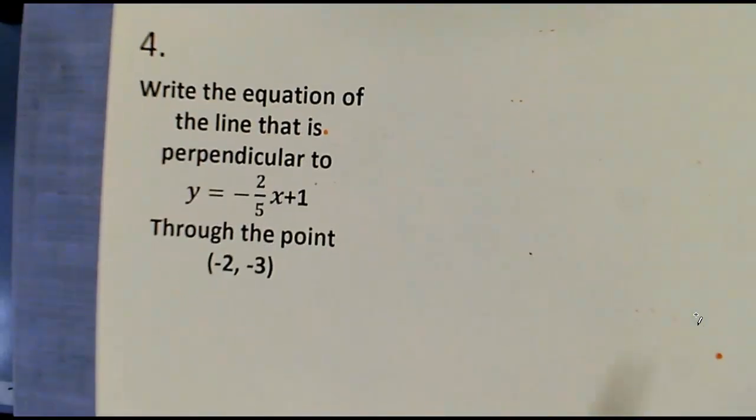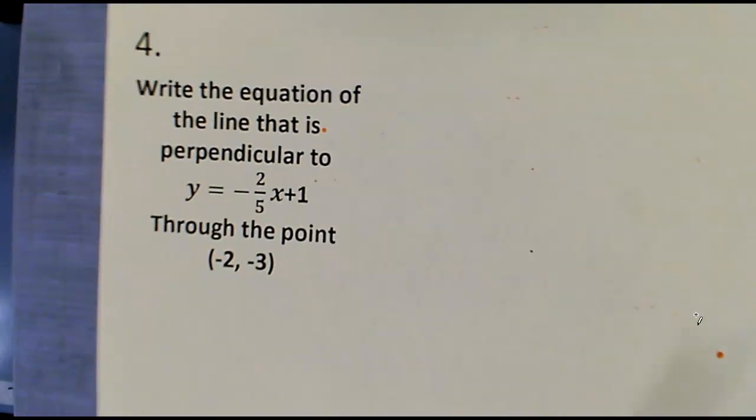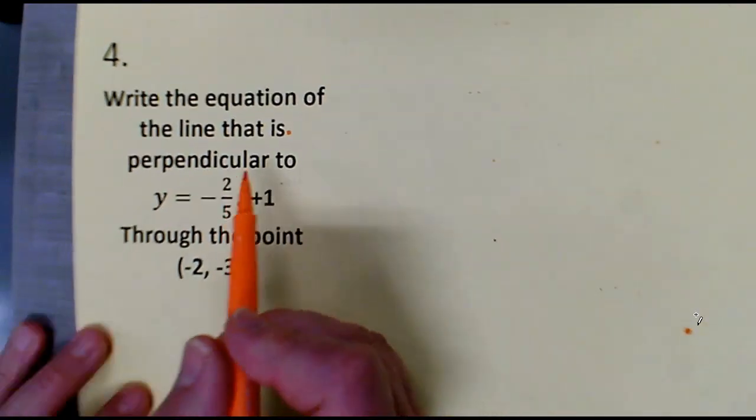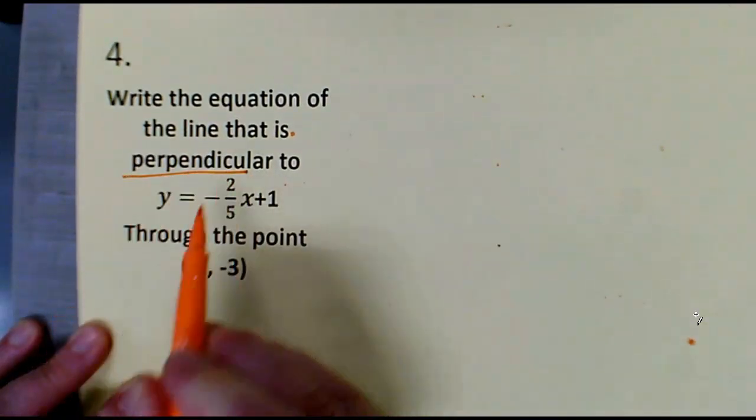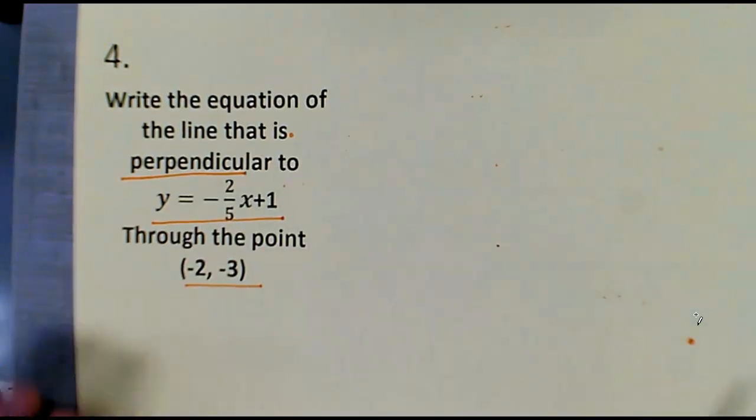That is not easy to do, so we need to practice again. If you didn't want to write down the whole problem, the key words are perpendicular, I need that equation, and I need that point. Those are the key words from this problem. I am going to make a new line that is perpendicular to the old line and through that point.